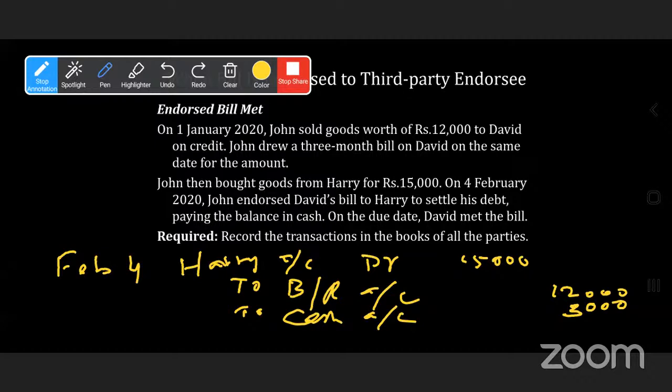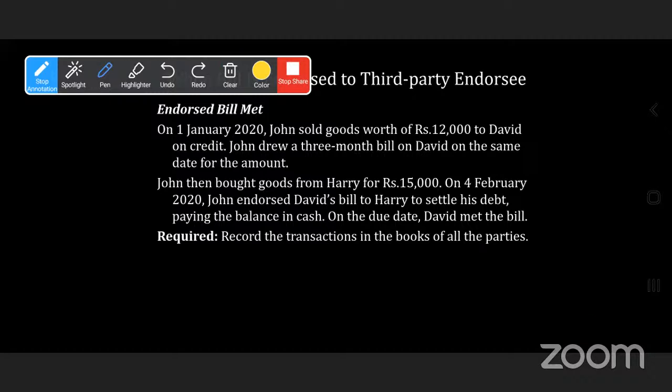Now let us see the entries that we have to pass in the books of David. Now to write the journal of David, what is the transaction? What is the entry you have to pass on 1st January 2020? Purchases account debited to John account, being goods purchased on credit, 12,000.